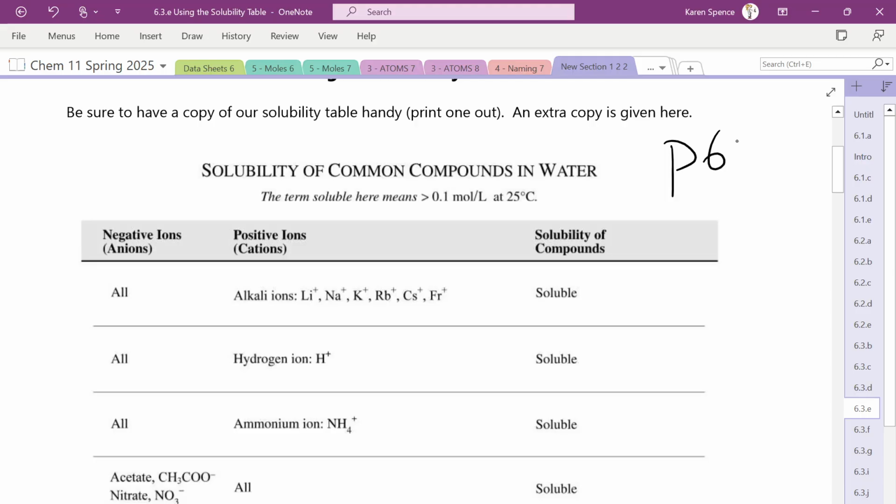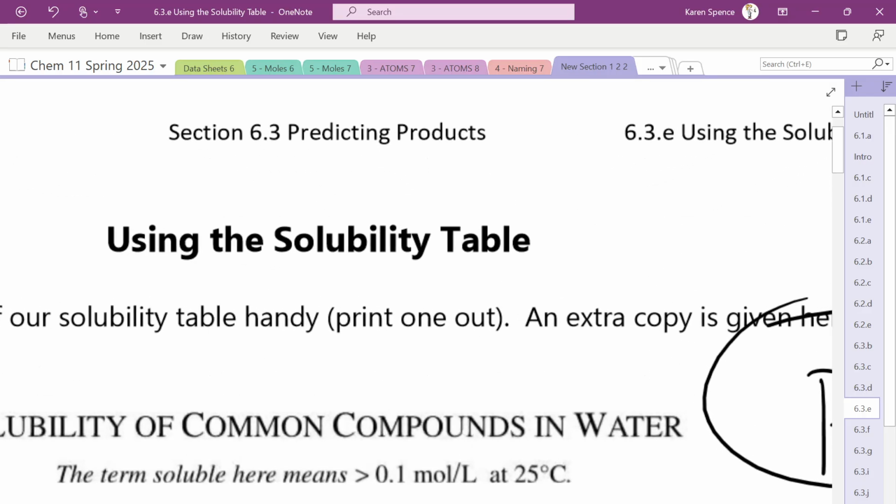Okay, page 67. And after today, I'm going to have a chart of this printed out for you with the activity series on the back so that you can have them and refer to them at any time, okay?